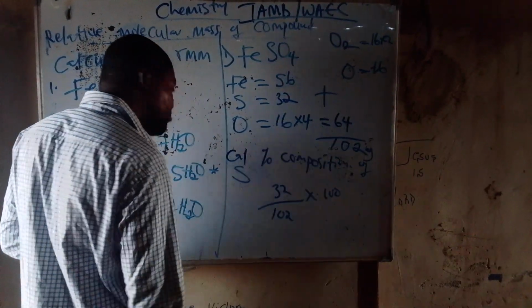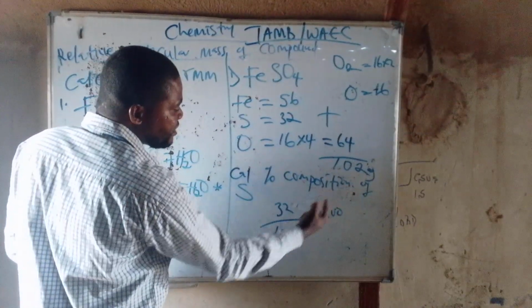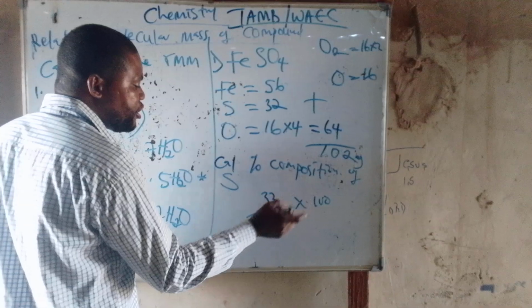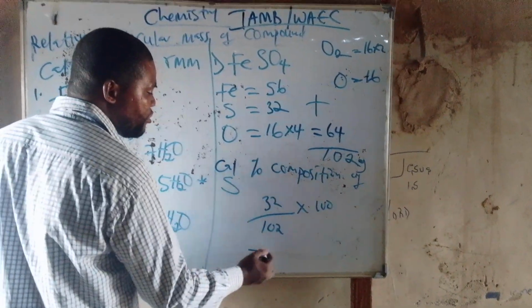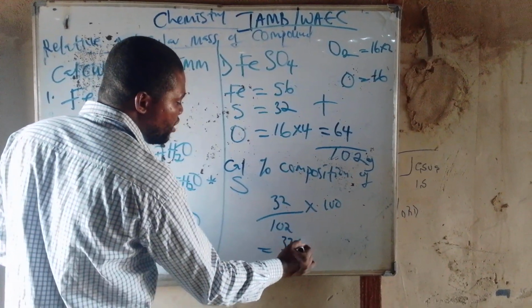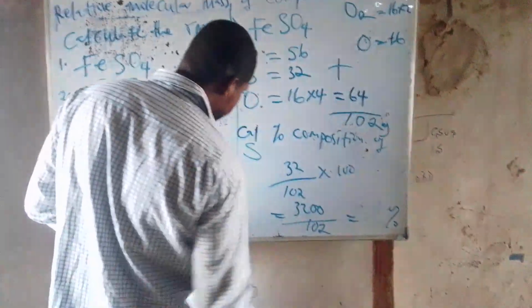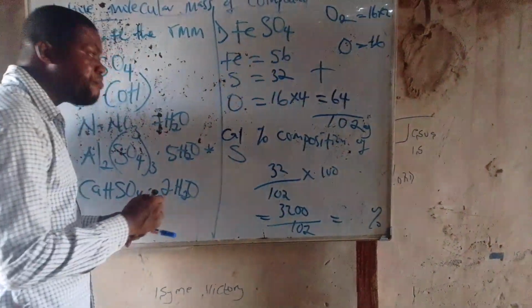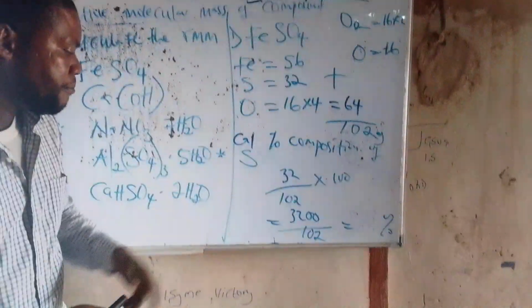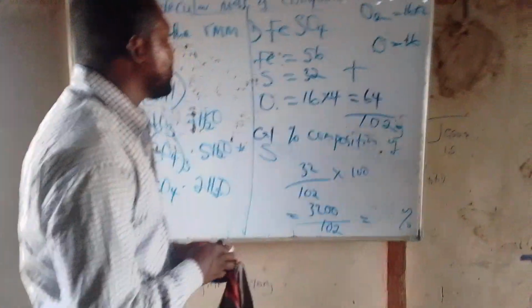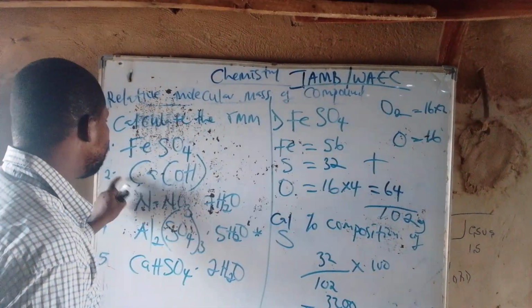This 100 is there because of the question: percent, I have 100. So this can change, this can change, this one remains constant. So when you multiply, I have 3200 over 102. Whatever you have will be in percentage. When you divide this over this, you get the answer mainly in 2 decimal places. Now, after saying this, let me continue to the second problem.